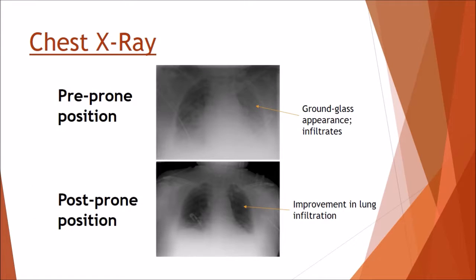Here's a picture of a chest X-ray. The top X-ray is the pre-prone position. You can tell how it's really whited out. It has that ground glass appearance with the infiltrates, and you don't see much black there, so that means there's not much air in there. And then in the post-prone, you see more black, an improvement in the infiltration, and you can tell that their lungs are able to expand just a little bit more to allow more volume.